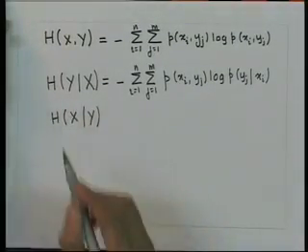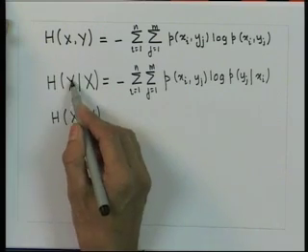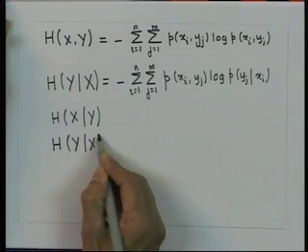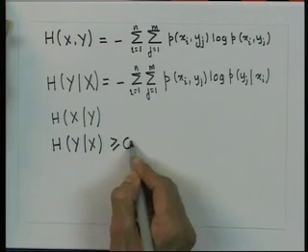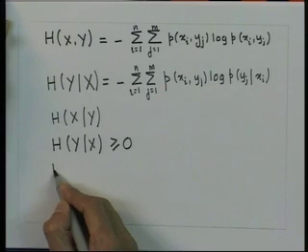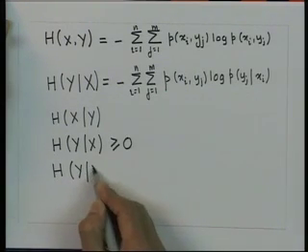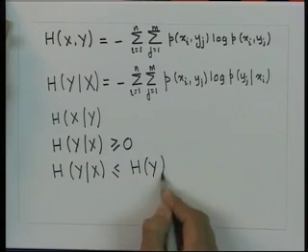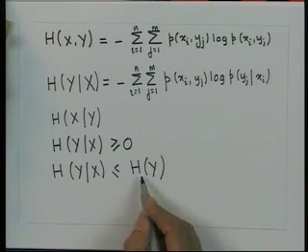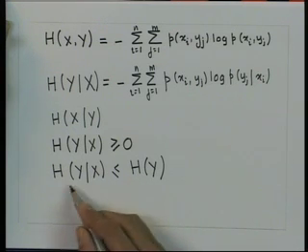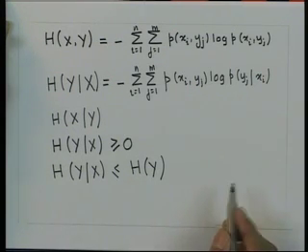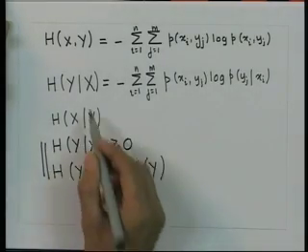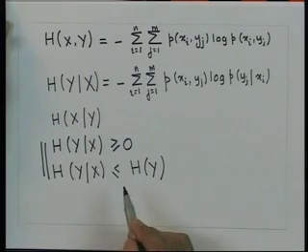Let us look into the properties of h of y given x a little more in depth before we proceed ahead. The two important properties of h of y given x are: one, h of y given x is always greater than or equal to 0, and the other, h of y given x is always less than or equal to h of y, with equality if and only if x and y are statistically independent.